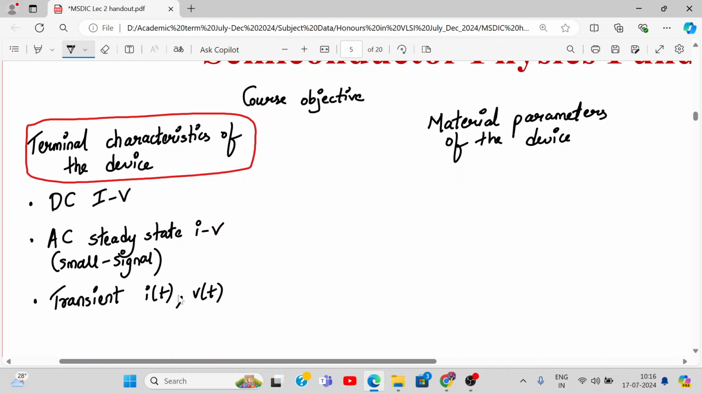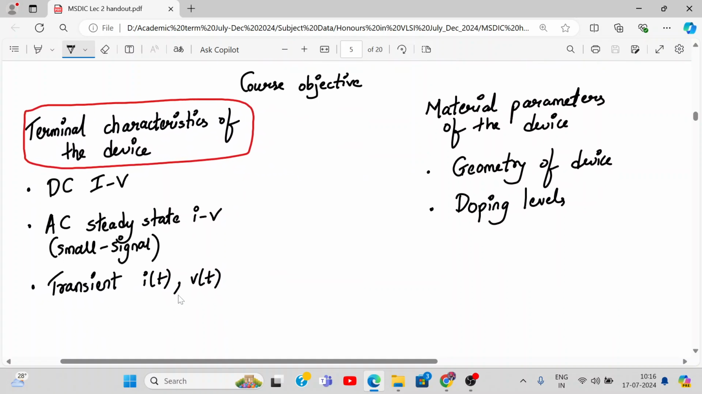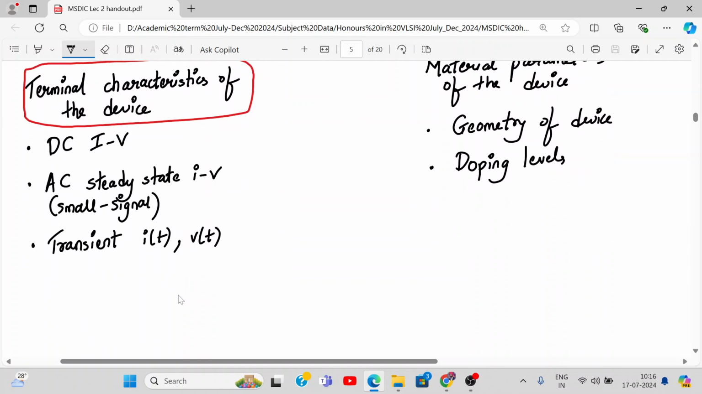So what are the material parameters of the device? Let's list them down. Geometry of the device. Then we have doping levels. Have you heard of doping levels? For semiconductors, we use impurities to change the concentration of electrons and holes, and this process is called doping. I guess you have heard of it.